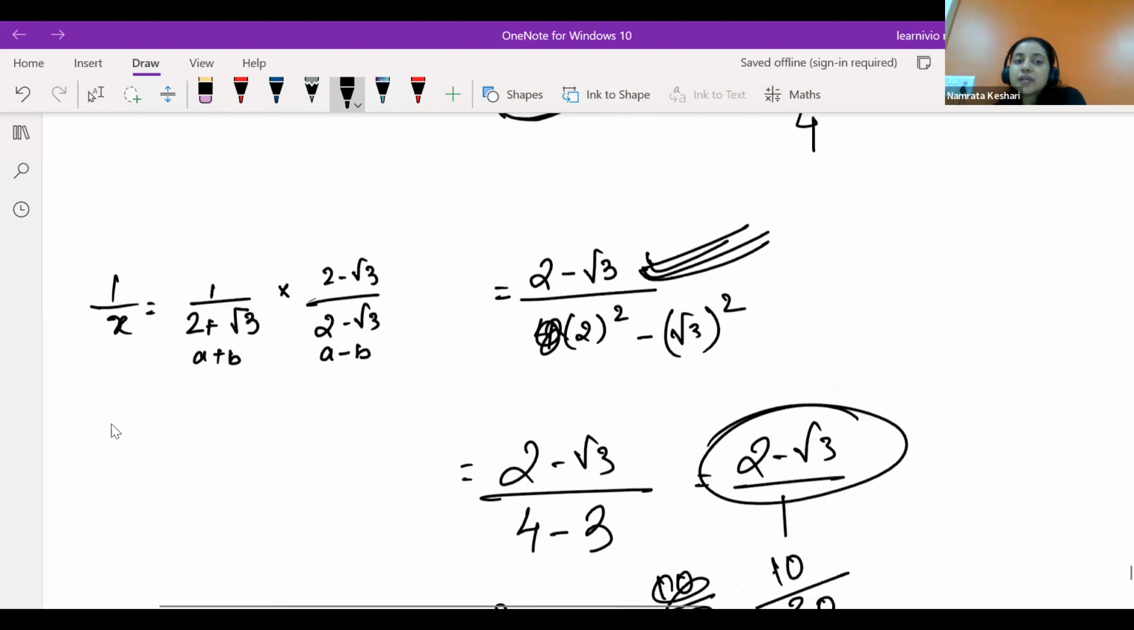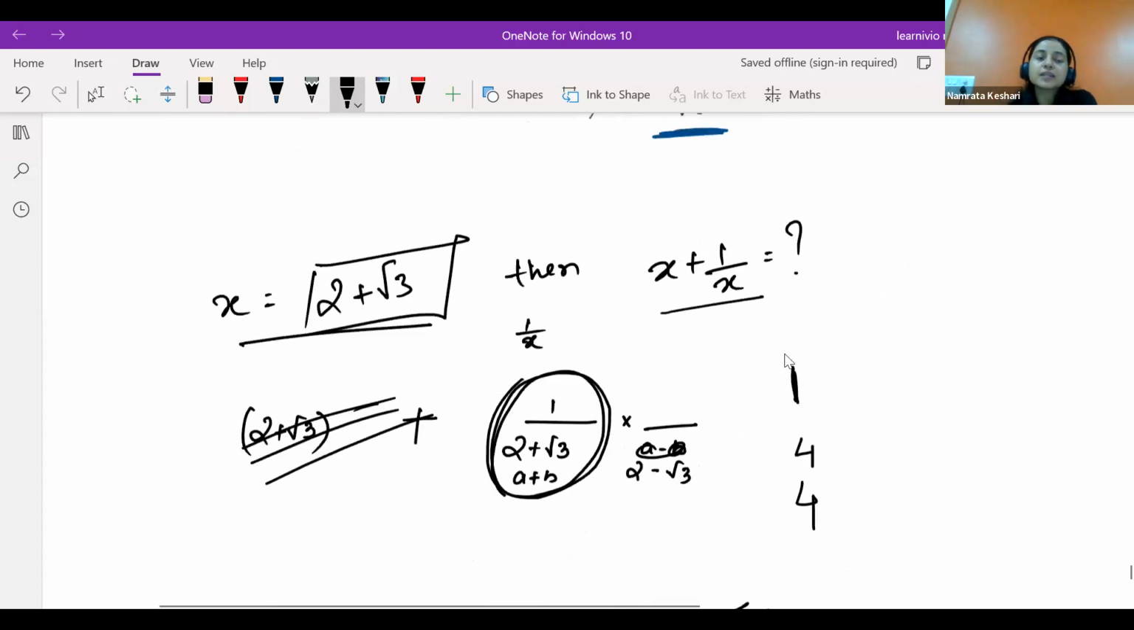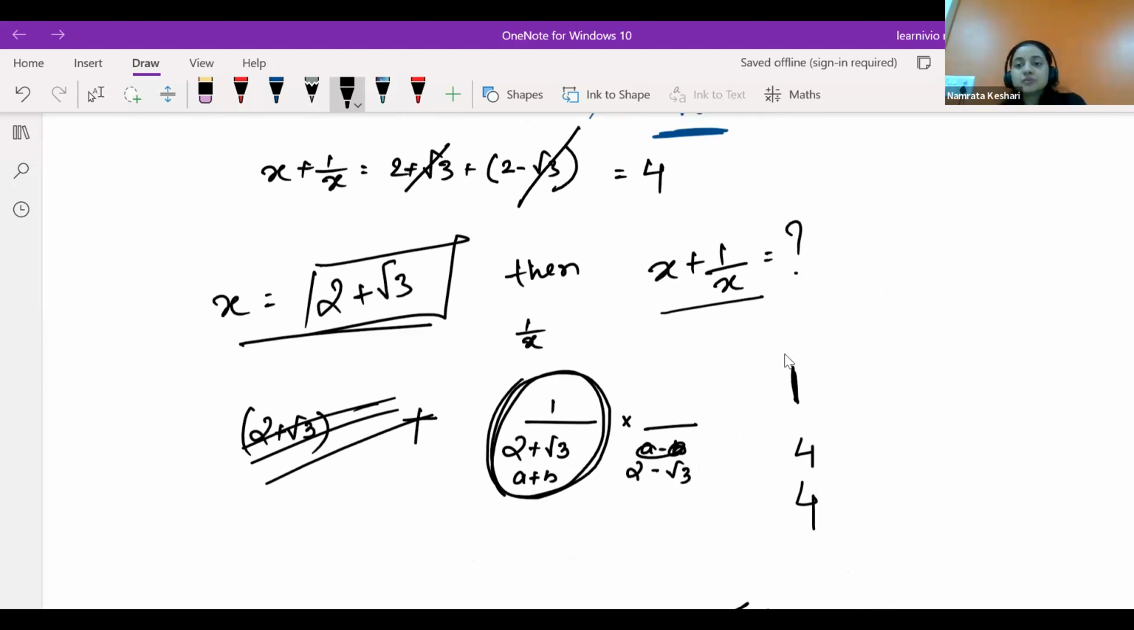Similarly, here 1 by 2 plus root 3 means 2 minus root 3. Let's add it: x plus 1 by x. x is 2 plus root 3. 1 by x is 1 by 2 plus root 3, that just came out as 2 minus root 3. If we do the simplification, root 3 is gone, and we are having only 4. Yes or no?